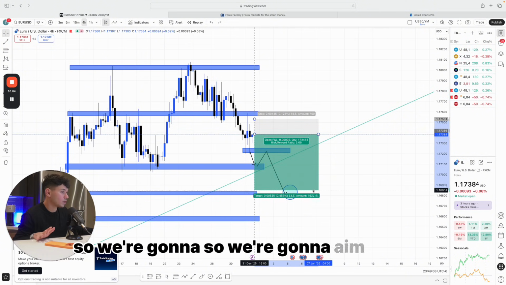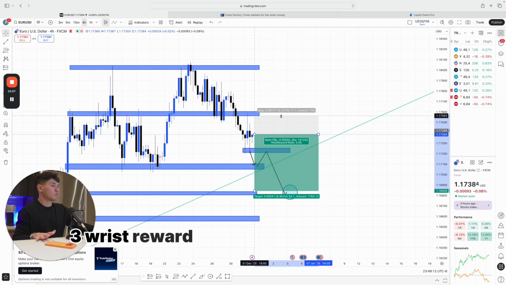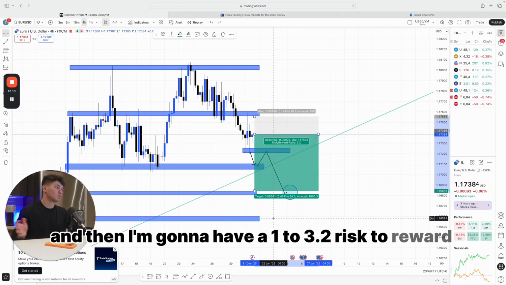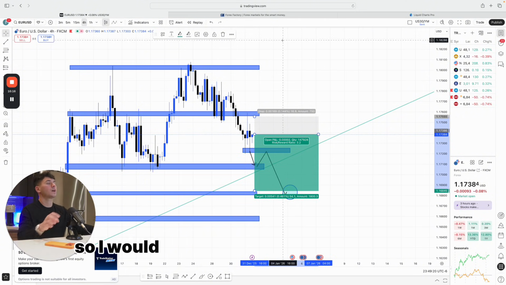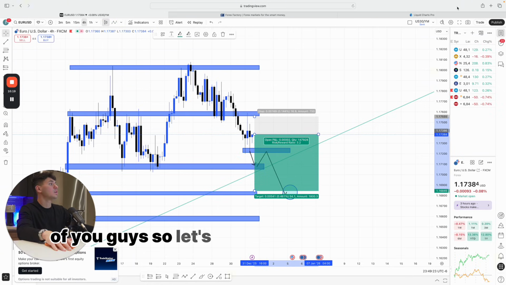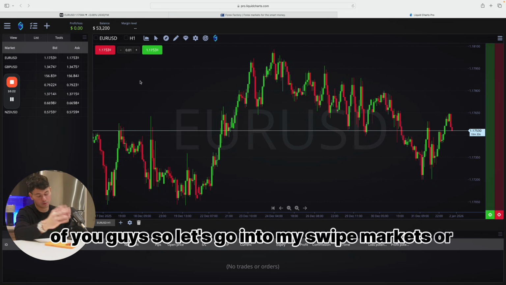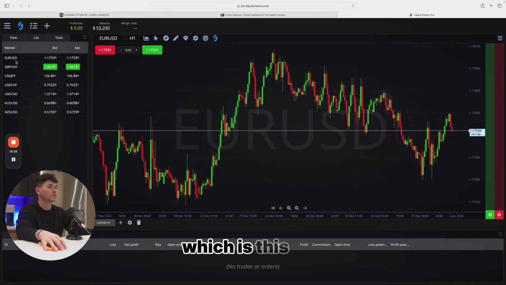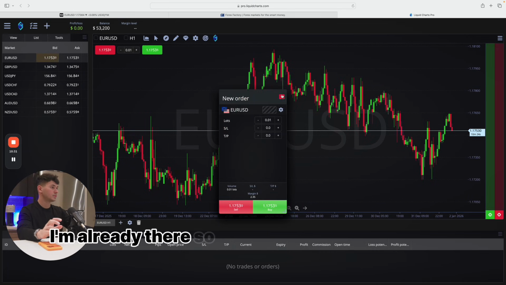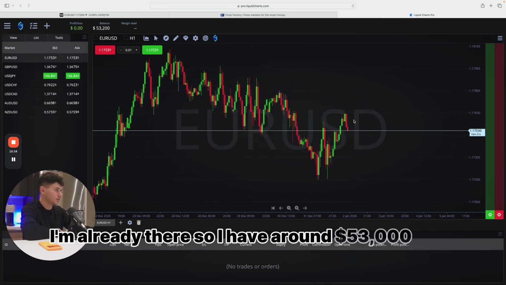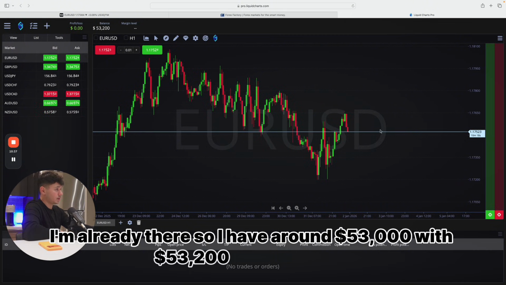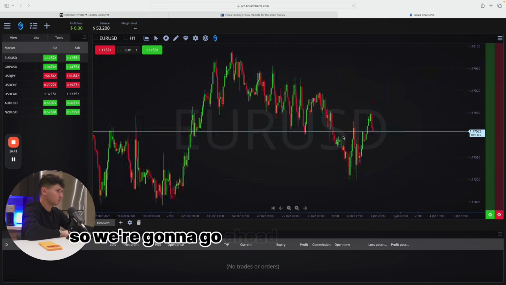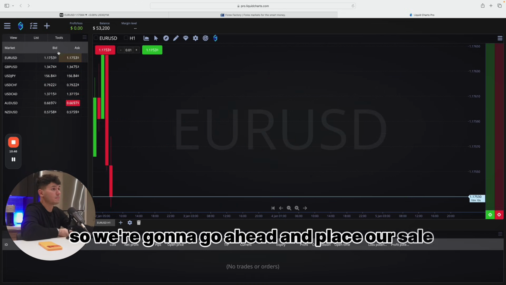So we're gonna aim for a 1, 2, 3 risk to reward. I'm gonna have my stop loss right above here, and then I'm gonna have a 1 to 3.2 risk to reward ratio, which is going to be this trade. So I would be taking the trade right in front of you guys. So let's go into my Swiss Markets or Liquid broker account. I'm gonna look for Euro USD, which is this one. I'm already there. So I have around $53,200 in my account. The market is already looking kind of bearish, so we're gonna go ahead and place our sale.